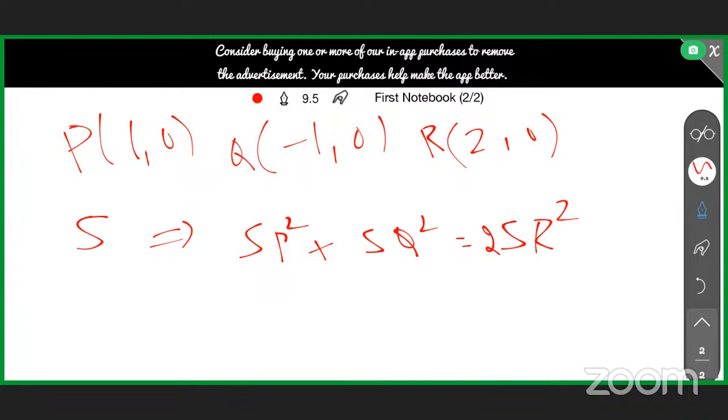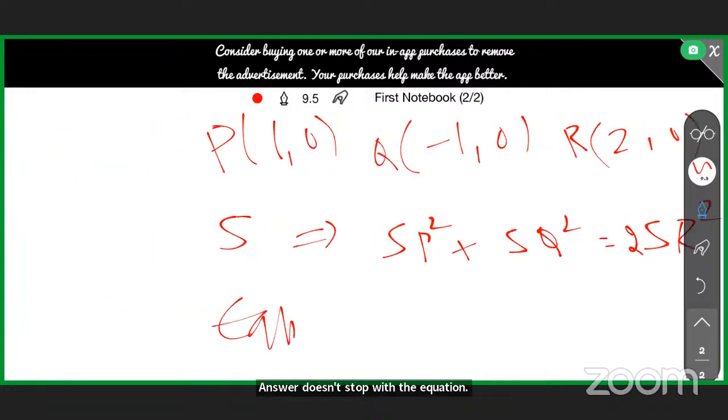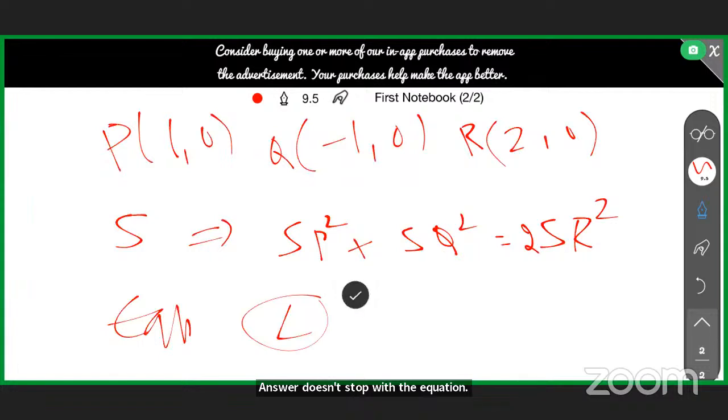So the question is to find the locus, not the equation of the locus. Please understand the difference between the locus and the equation of the locus. You should not stop by finding the equation of the locus, but analyze it, or bring it to the standard form and find out what the locus of S is. Our answer stops only when we find the locus.